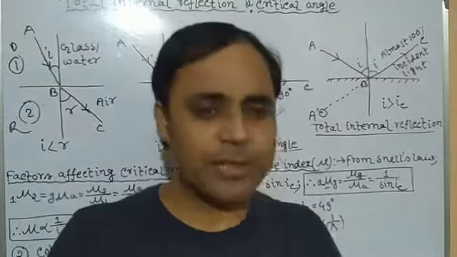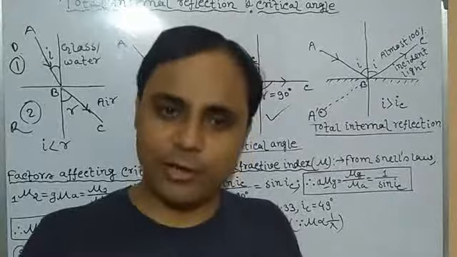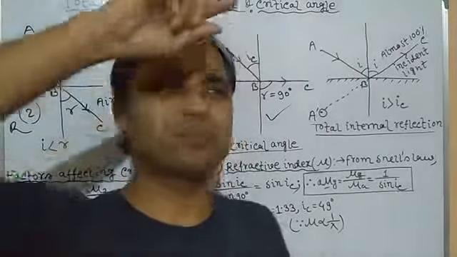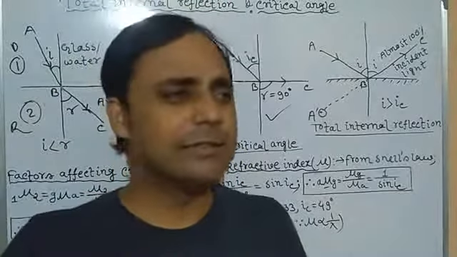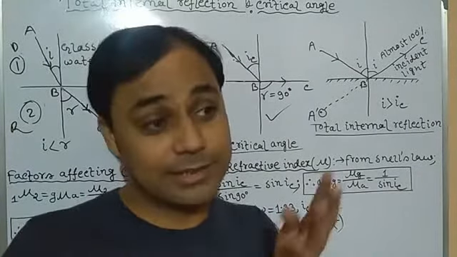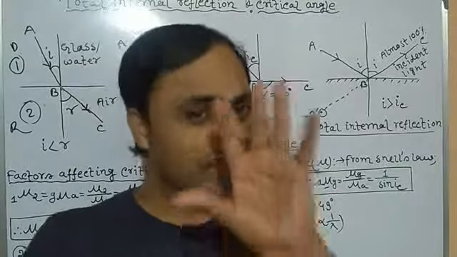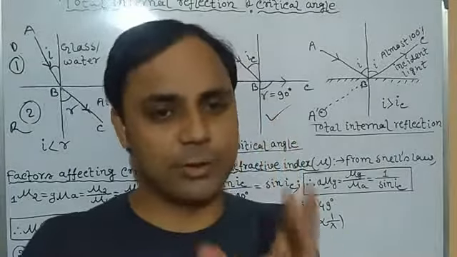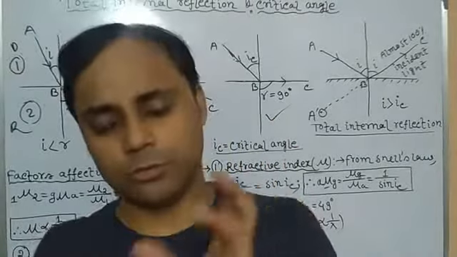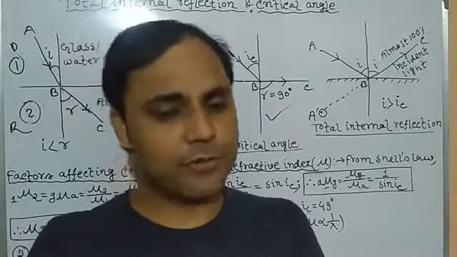Based on this property, which is generally utilized, as I already said, in binoculars, some cameras, periscopes, all these things. But there, instead of a plane mirror, a total internal reflecting prism is generally used, about which we will discuss in the next few videos.